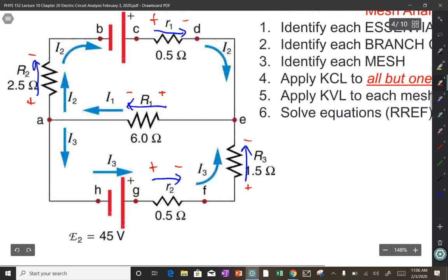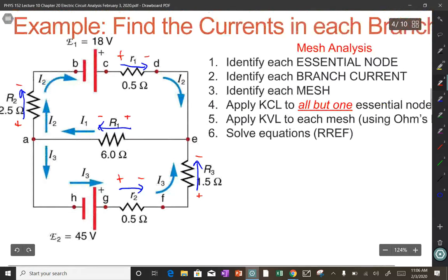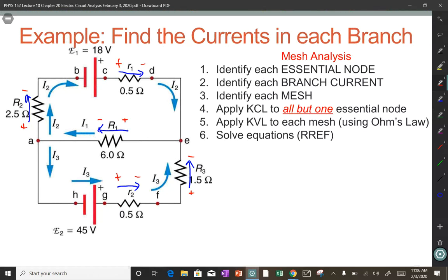I did that so when I apply Kirchhoff's voltage law, I will get my signs right. There's a reason I do this, and it's not for my own health. It's to make sure I don't make a mistake in doing the problem. So I have identified each essential node and each branch current. Now a new word. Identify each mesh.